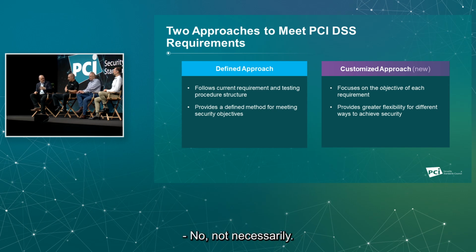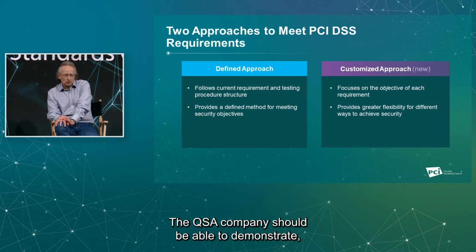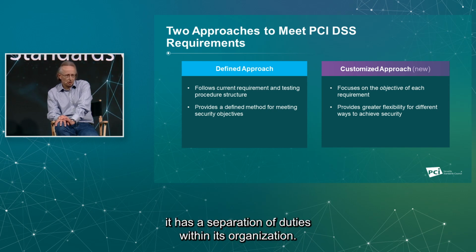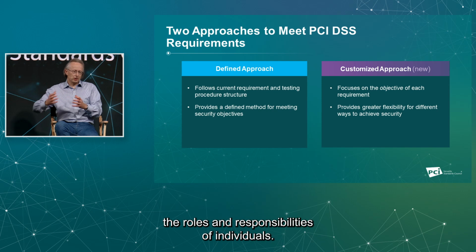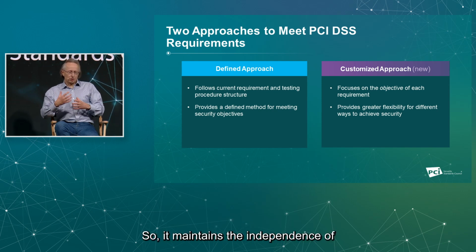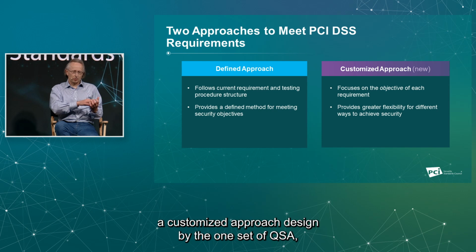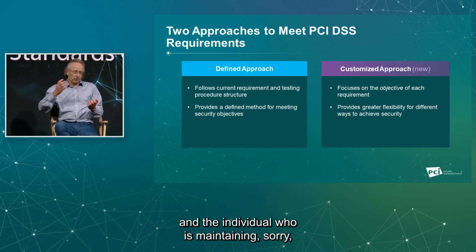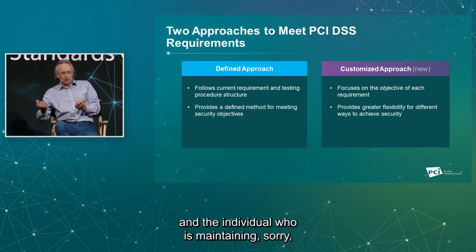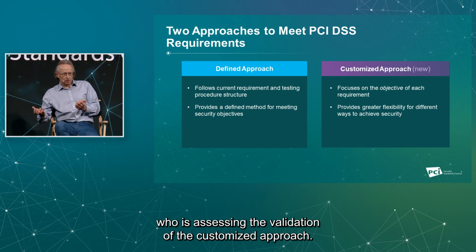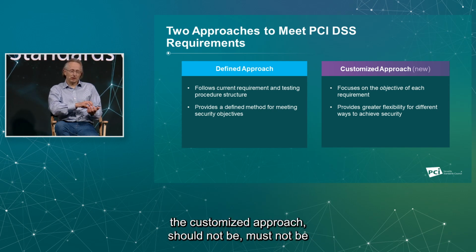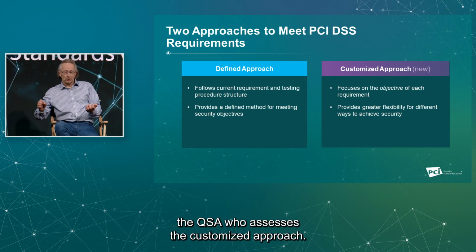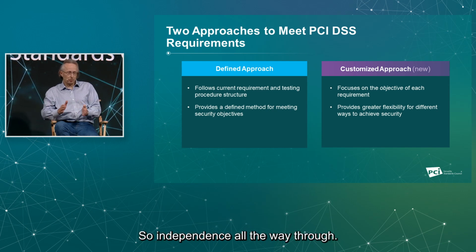No, not necessarily. The QSA company should be able to demonstrate that it has a separation of duties within its organization, something which will clearly define the roles and responsibilities of individuals. So it maintains the independence of a customized approach design by the one set of QSAs or the individual who's doing it, and the individual who is assessing the validation of the customized approach. So the individual QSA who designs the CA, the customized approach, must not be the QSA who assesses the customized approach. So independence all the way through.